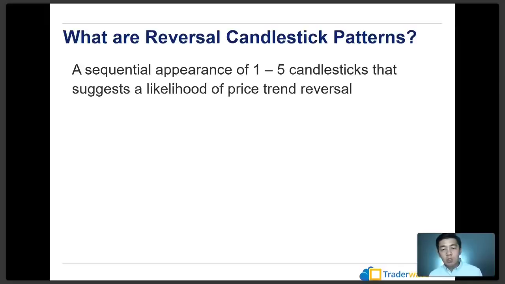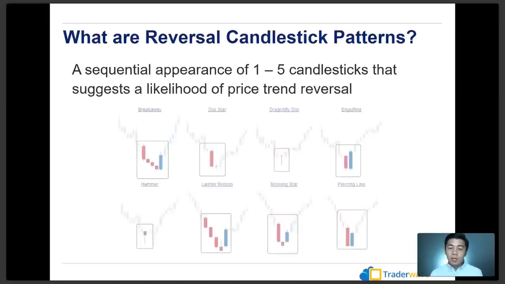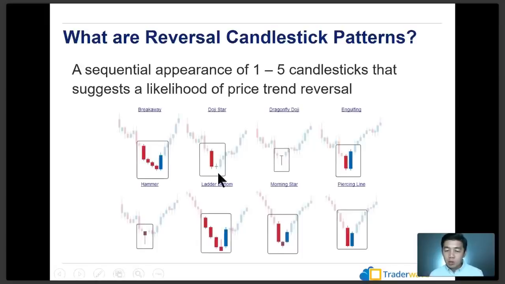So when you see a sequential appearance of this kind of candlestick pattern, it suggests a likelihood of price trend reversal. And what we want to do is take advantage of this likelihood to help us get into a trade with a likelihood of making money out of it. All right. So as you can see over here, I'm just showing you a few varied examples of a reversal candlestick pattern. Some reversal candlestick patterns consist of just one candle, some of two, some three, and some 5 candlesticks. I will explain more on that to you later on.